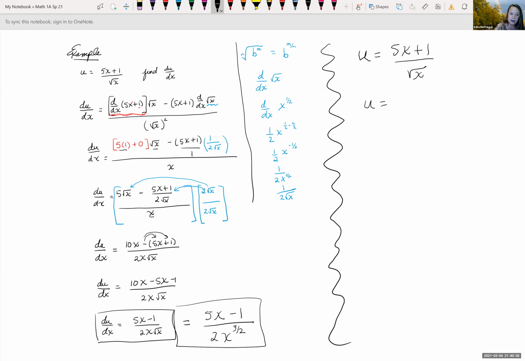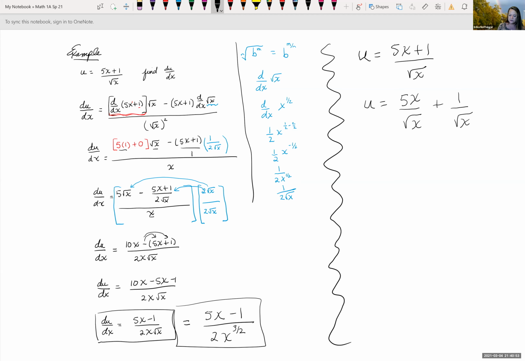So I can break this down as the sum of two fractions. This is the same thing as the first term, 5x all over the square root of x, plus 1 all over the square root of x. So those are equivalent. If I have a common denominator, I would sum the numerators and the denominator would be the same.